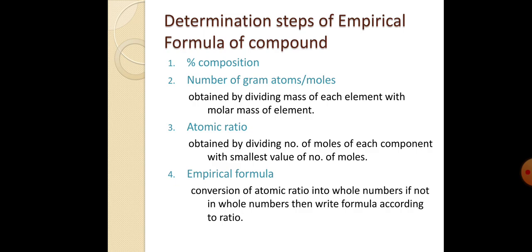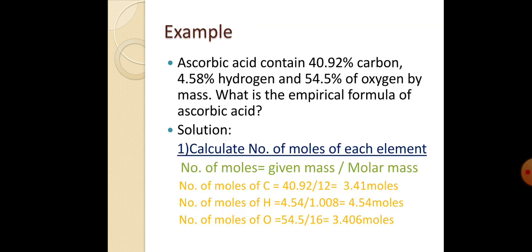So, to calculate the empirical formula of a compound, we need percentage composition, number of moles, atomic ratio, and then the empirical formula can be written for the compound. Let's discuss an example. Ascorbic acid contains 40.92% carbon, 4.58% hydrogen and 54.5% oxygen by mass. What is the empirical formula of ascorbic acid?